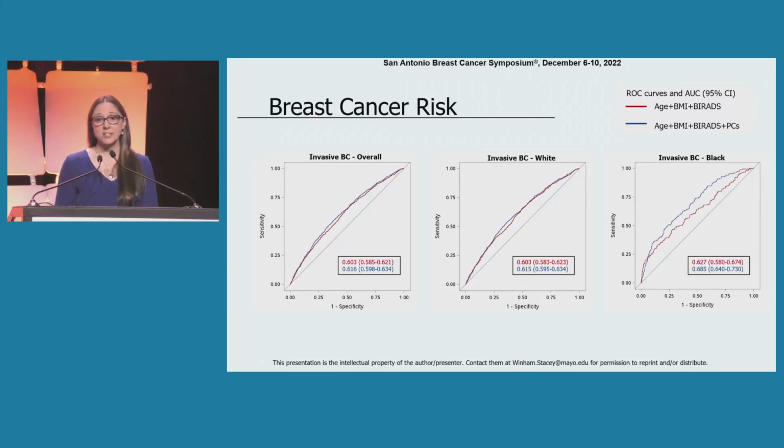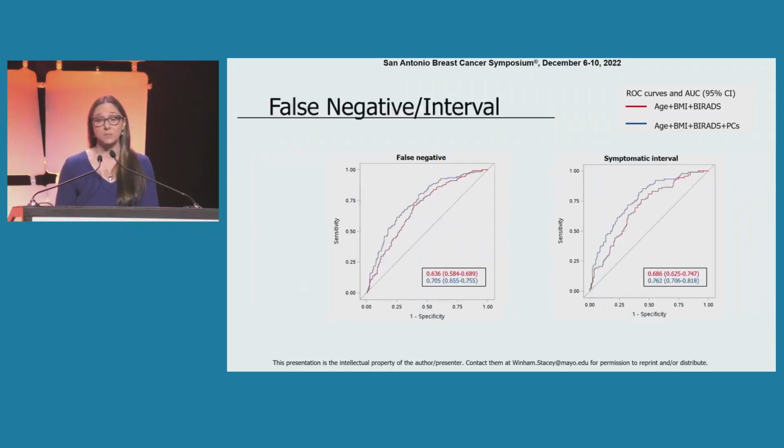The PCs were significantly associated with breast cancer risk overall, both before and after adjustment for the covariates. However, as you can see, the improvement in discrimination was more modest, especially for all women, where we see little separation across the curves. But when it comes to the black women, we actually see a much larger increase in discrimination, where our AUC increases from 0.627 to 0.685. Similar associations were observed for the radiomic clusters, although they were somewhat attenuated.